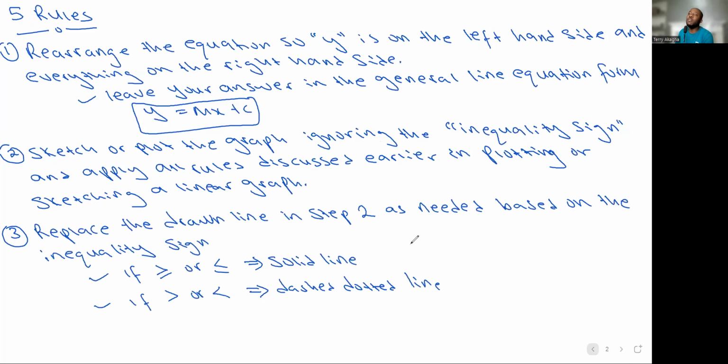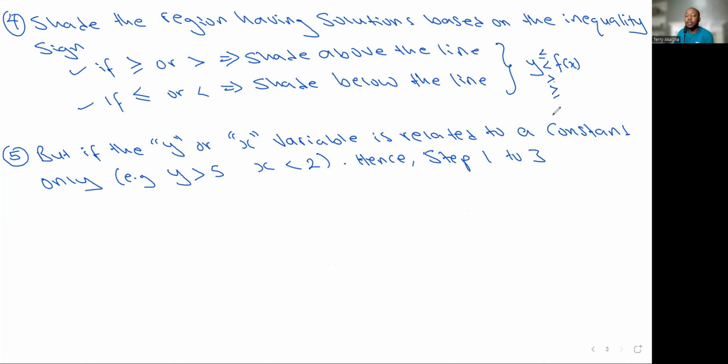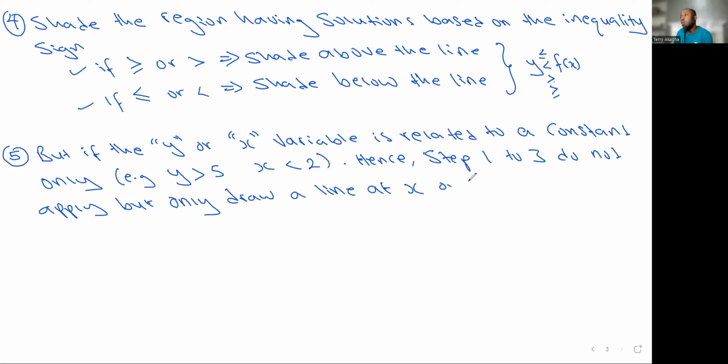So this part, all what we've talked about rearranging in y(x) plus c and everything, does not apply here, okay? I will explain. I'm going to solve an example, okay? But only draw a line at x or y, okay?